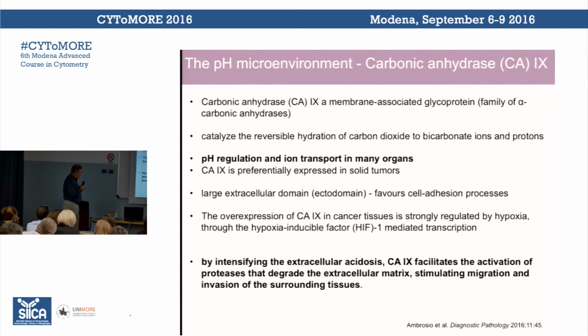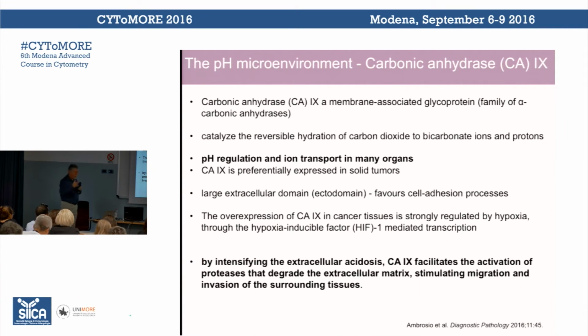And by intensifying the extracellular acidosis, this facilitates, through CA9, the activation of proteases that start to degrade the extracellular matrix. So in other words, you get acidosis, allowing cells to become more robust within a hypoxic environment, and they start to degrade the extracellular matrix and stimulate migration. Because they've had enough of it there, they need to move on somewhere else.